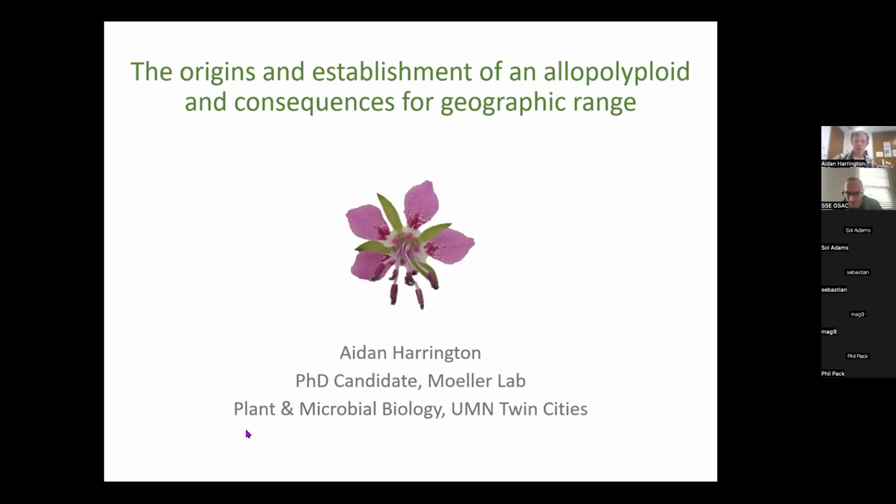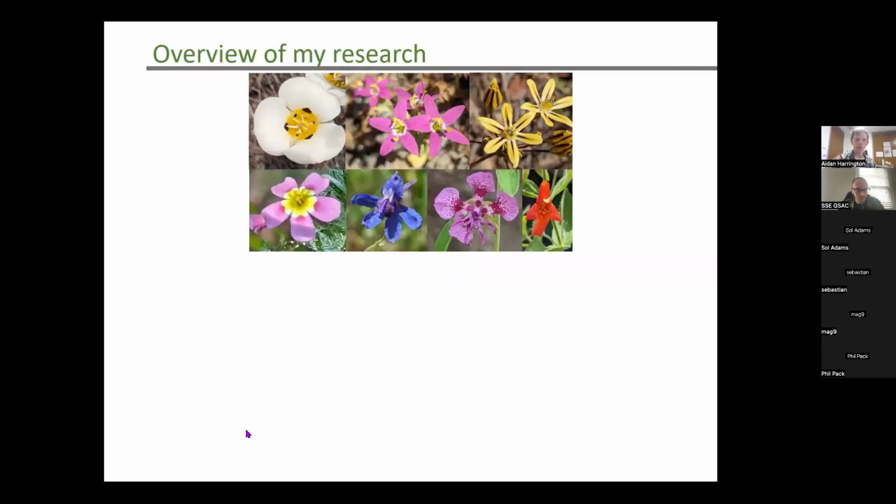All right, so the origins and establishment of an allopolyploid and the consequences for geographic range. So just to quickly overview my research. I think as evolutionary biologists, we can all appreciate the diversity of forms that we encounter in nature, and we have developed lots of explanations for this diversity.